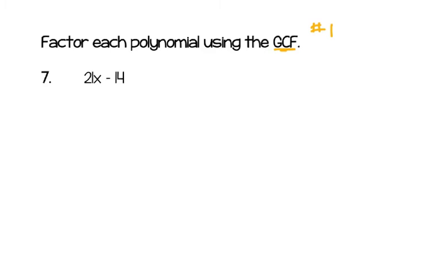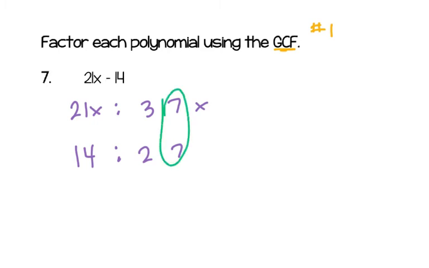So I have two terms in my polynomial. I have 21x and I have 14. And so if I find the GCF of those, I'm going to say 3 times 7 times x, and this is 2 times 7. What do they have in common? They have 7 in common. So my GCF is 14. Now that's not, or sorry, not 14, 7.